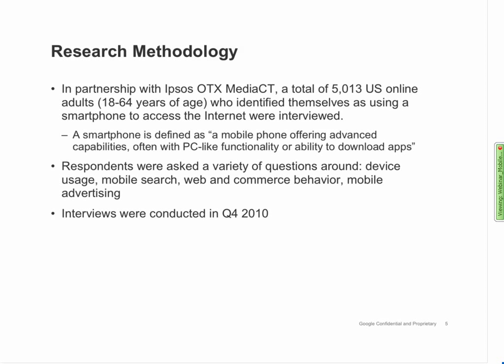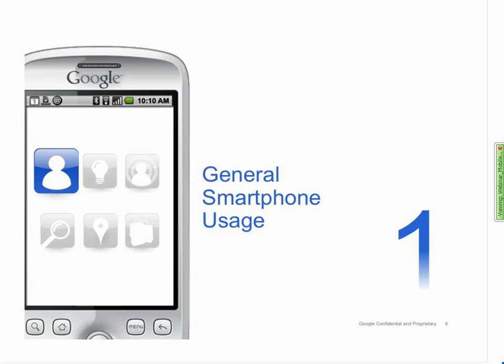To answer these questions, we commissioned a study with Ipsos OTX MediaCT in Q4 of 2010. A total of 5,013 smartphone users aged 18 to 64 were interviewed in a 20-minute survey. Respondents were screened in on usage of the Internet on their smartphone devices. We defined smartphones for respondents as a mobile phone offering advanced capabilities, often with PC-like functionality or the ability to download apps. Of all the survey invitees, 34% qualified for the study.